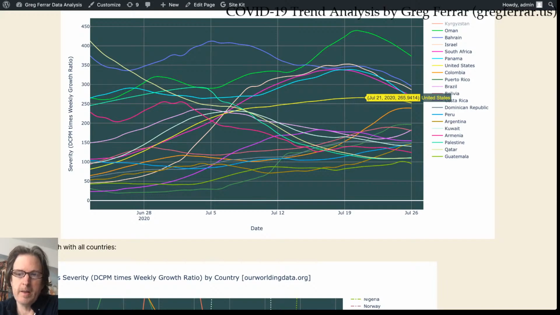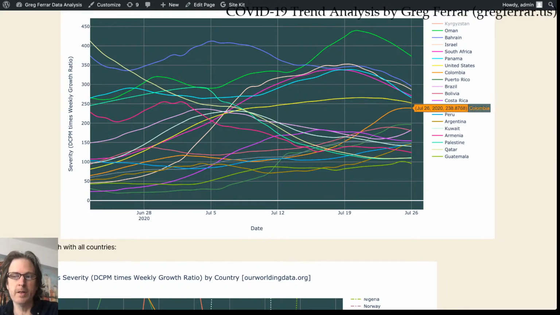But here we see the United States, which was at a severity of 265, has now dropped to 252. Now 200 is a hot spot, so the United States is still a hot spot. It is still among the major severely hit countries of the world, but like the worst ones here, it has started to turn downwards, started to improve. It's not necessarily daily cases, because again, this combines things. It's the daily cases and the growth rate combined.